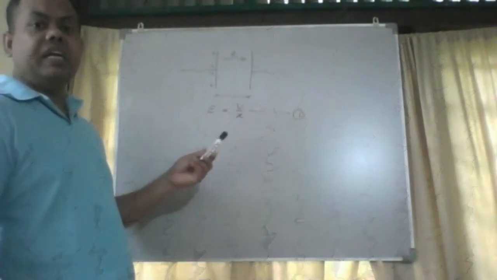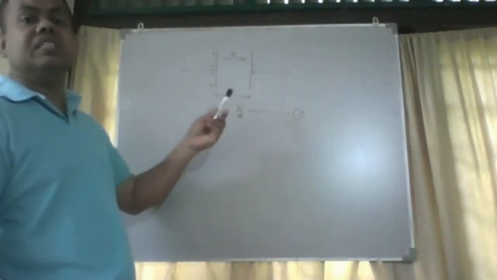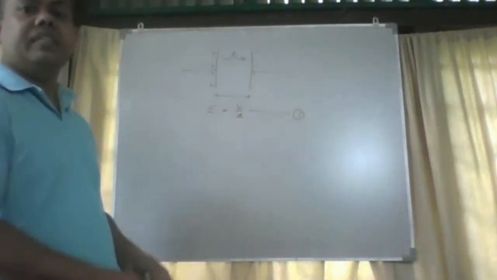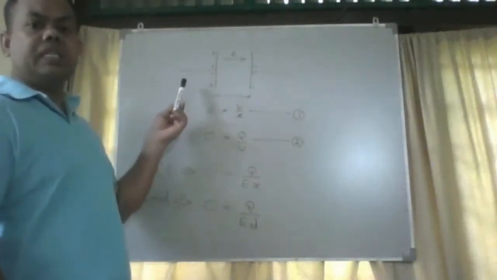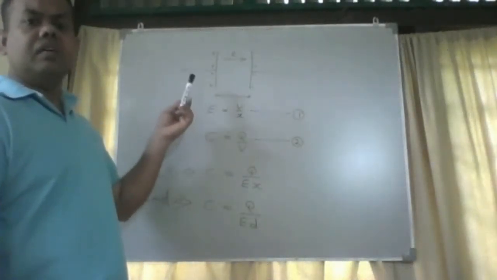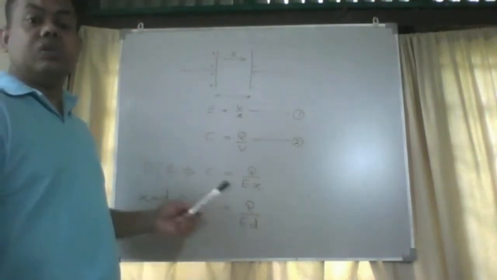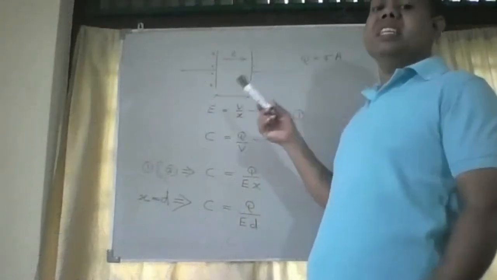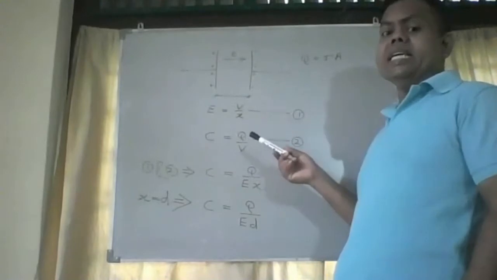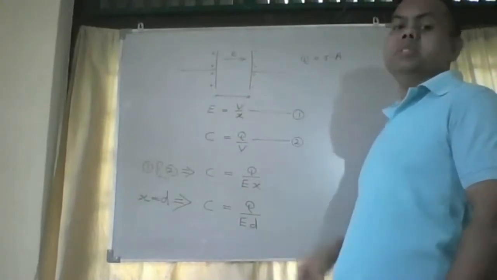If the capacitance is C and the magnitude of charge is Q, we can write C equals Q by V. If the surface charge density is sigma, we can write Q equals sigma A. Furthermore, as per the previously derived relationship, E equals sigma over epsilon.